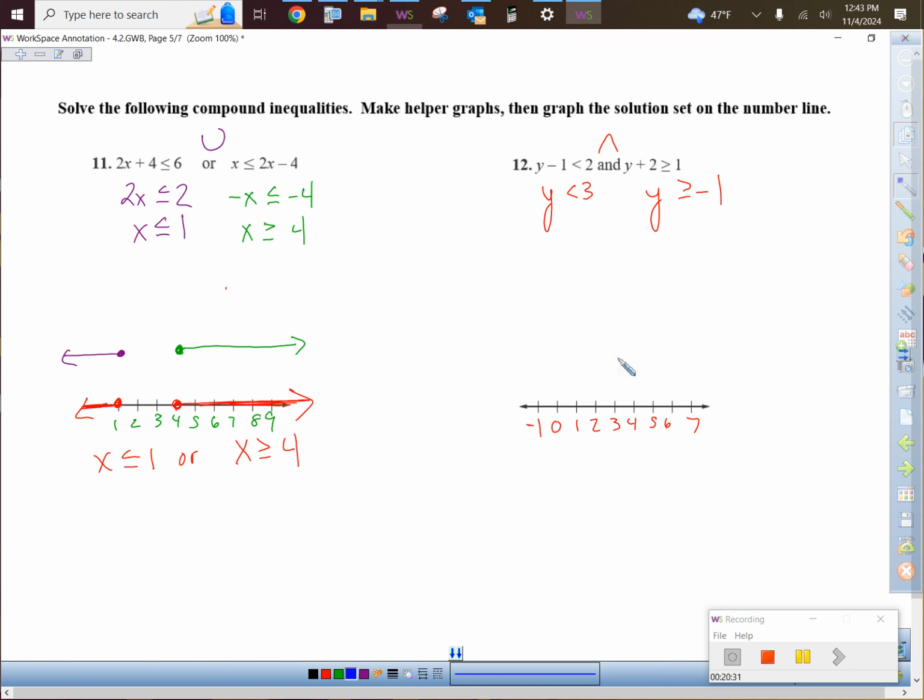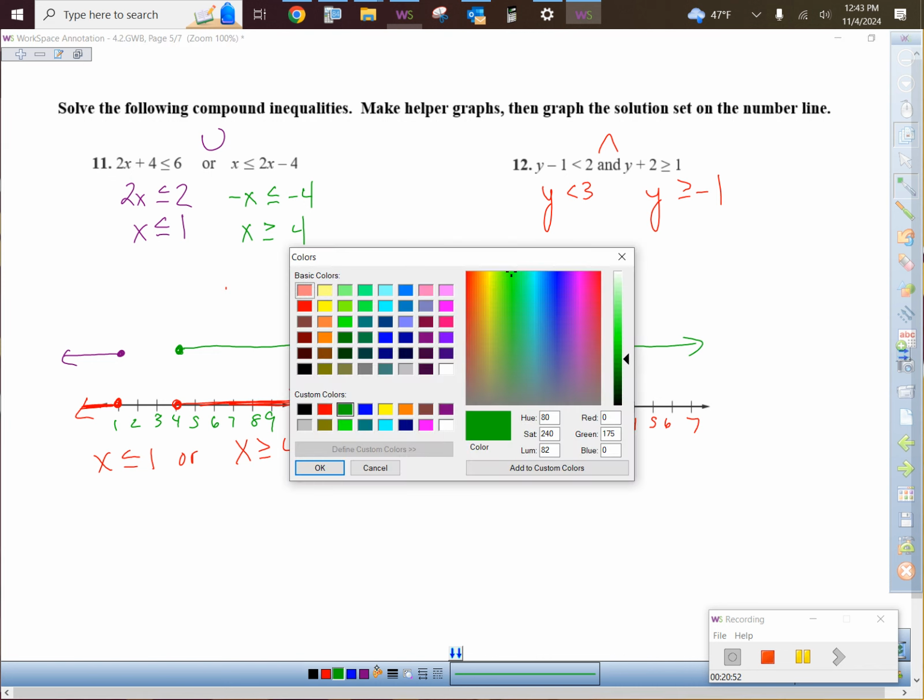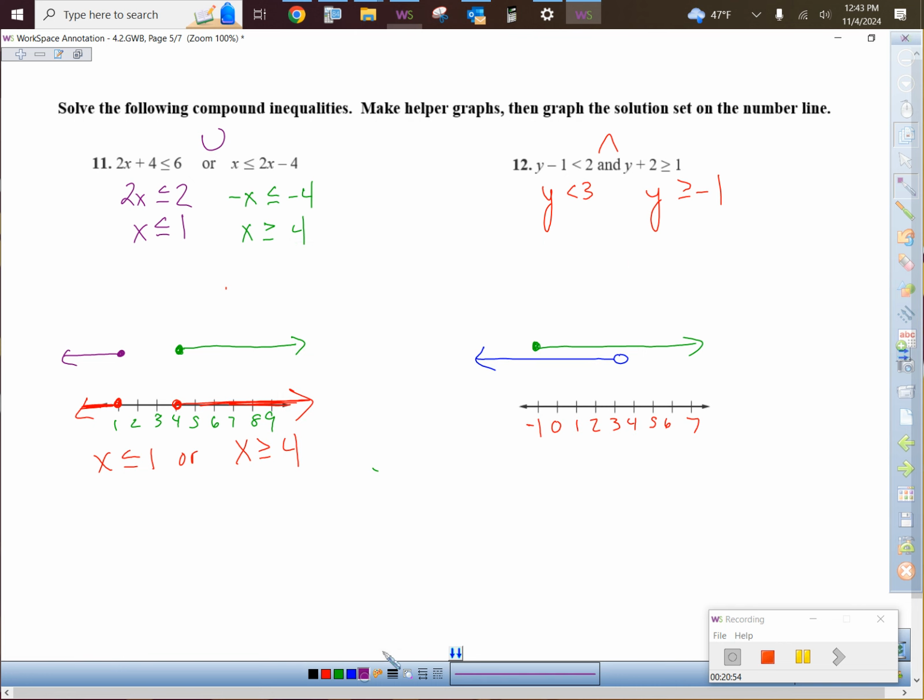Y less than 3. Y greater than or equal to -1. And you just got to know what the word was, and or. This was an and, which means we want the intersection of those two bad boys. So bring down to Chinatown where they were on top of each other.